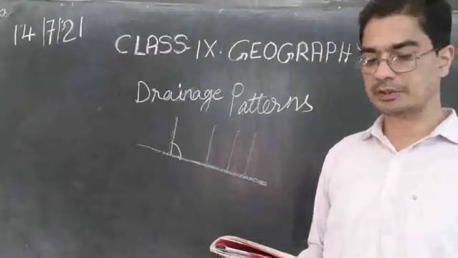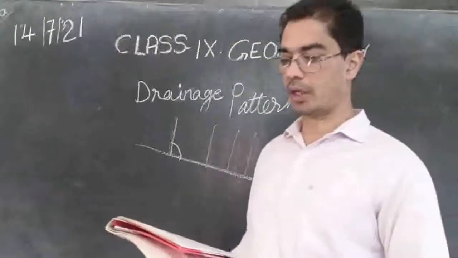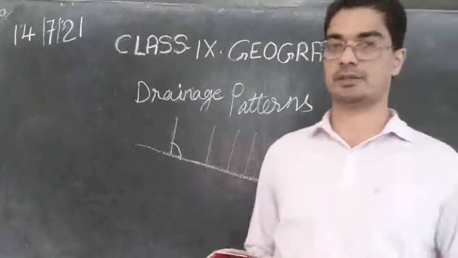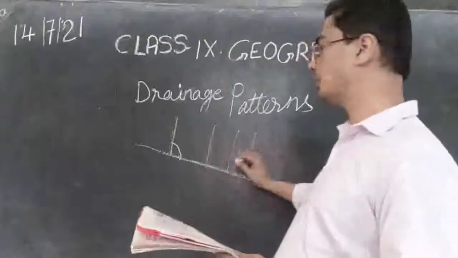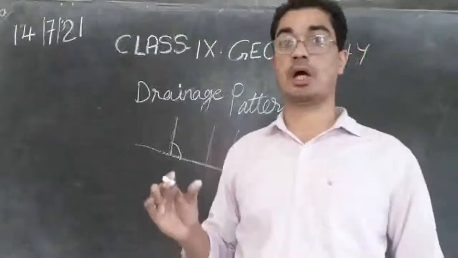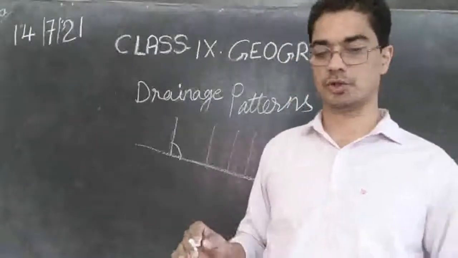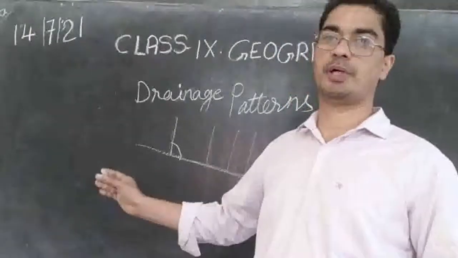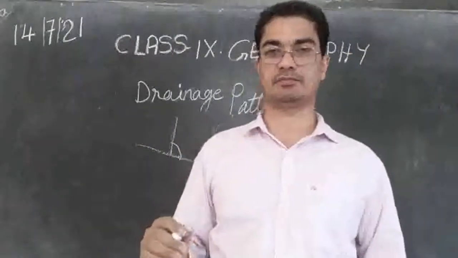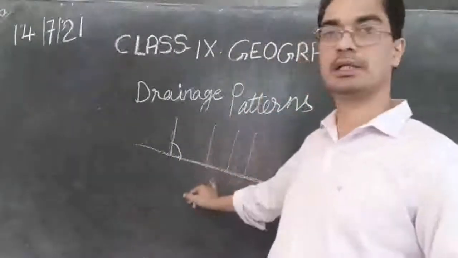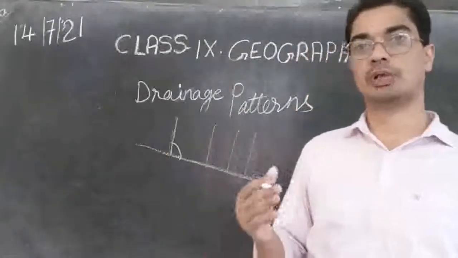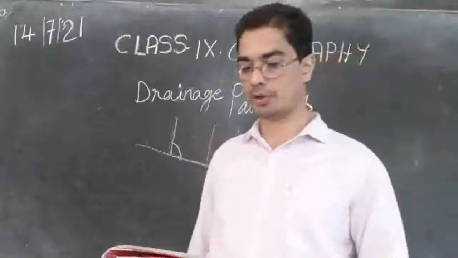A trellis drainage pattern develops where hard and soft rocks exist parallel to each other. So the reason for the forming of this trellis pattern is the presence of hard and soft rock. In the case of the dendritic pattern we saw, it depends on the slope of the land. But in the case of the trellis pattern, it depends on the presence of rock, both hard rock and soft rock.